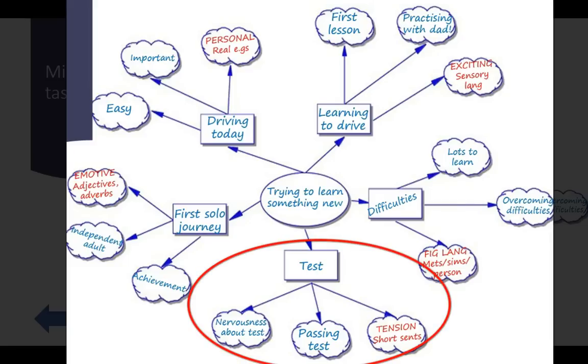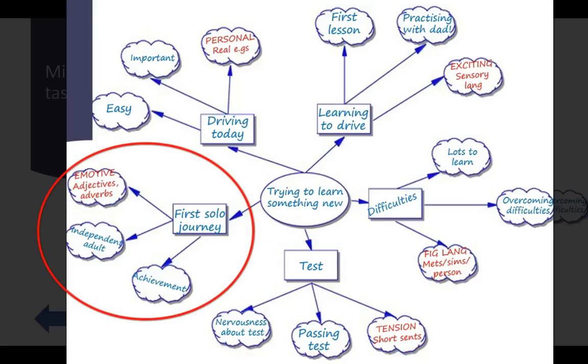I'm then moving to the climax, the main event in my story, and that is taking the test. So I'll start about how nervous I was before I took the test, then what it felt like to pass the test. This needs to be a really tense section, so I'm going to use short sentences, I'm going to use lots of verbs in there, I'm going to use lots of single syllable words and really keep the tension high and the pace quite fast in there.